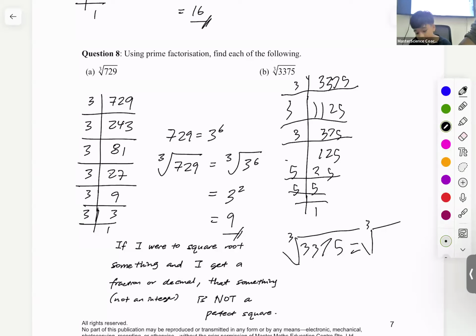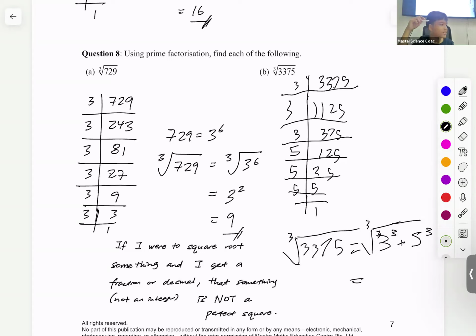So this will be 3 power 3, 3 power 3 inside the cube root. Where's your 3 power 3? I just see a 3 there. No. 3 power 3 times 5 power 3. Okay, so what happens when you apply cube root to that? What happens to the power 3 and the power 3?